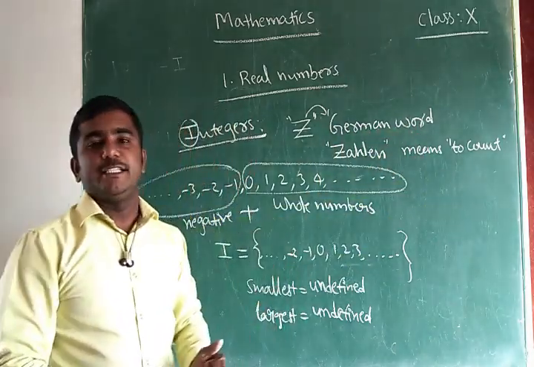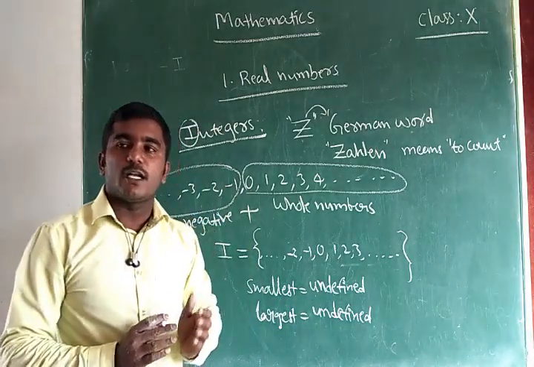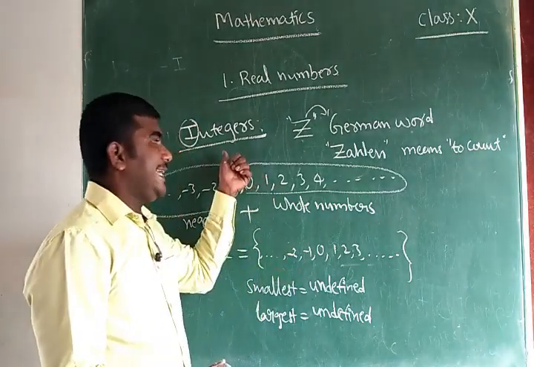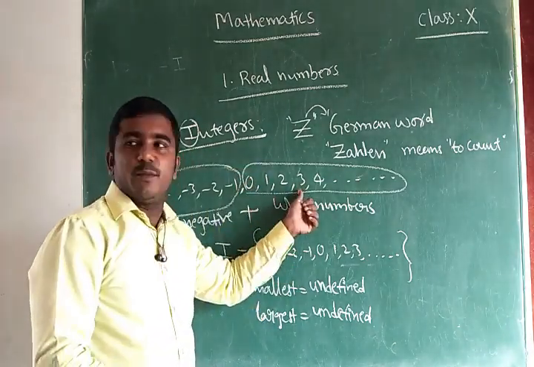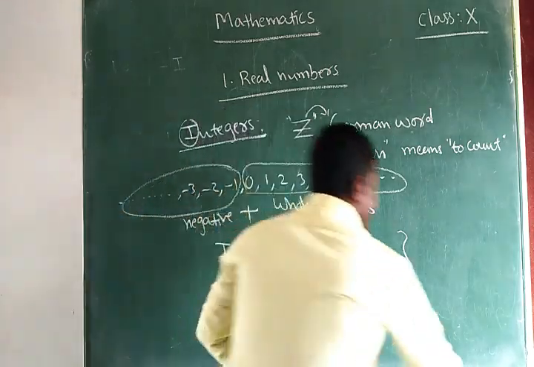This is about integers. What are natural numbers? All counting numbers are called natural numbers. What are whole numbers? All natural numbers along with zero are called whole numbers. And integers are nothing but all the whole numbers along with negative numbers. Okay, next one.